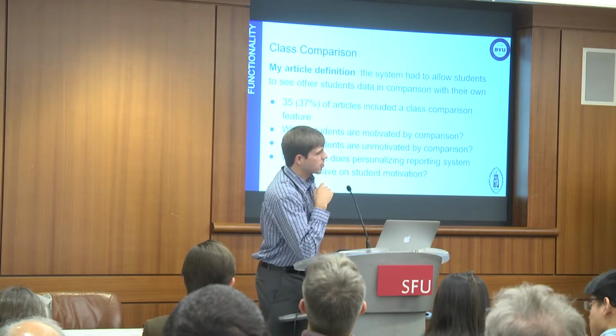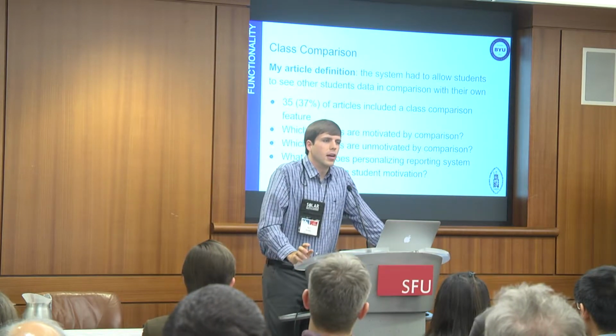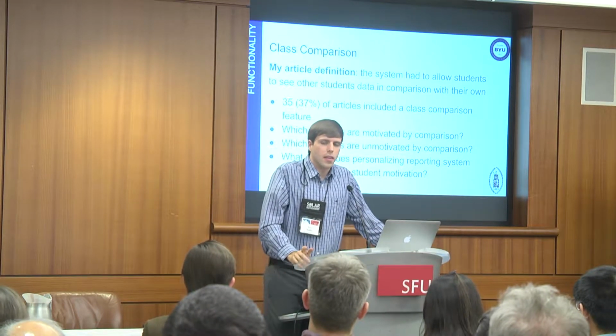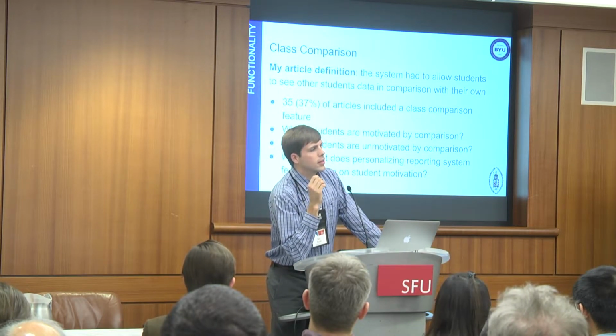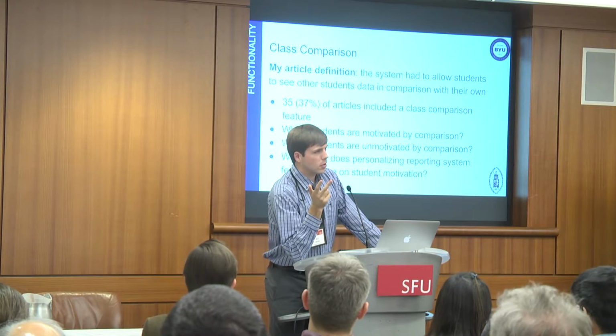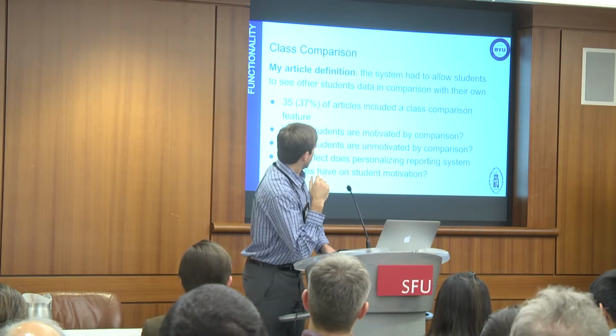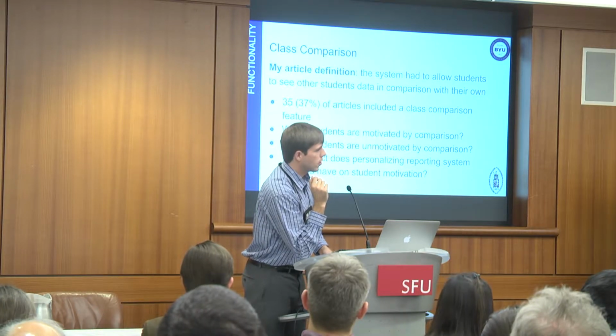The class comparison category is defined as any system that allowed students to compare their data with some other reference group. It could have been students in the class, it could have been A students in the class, it could have been historical A students. And about a third of the articles included a class comparison component.